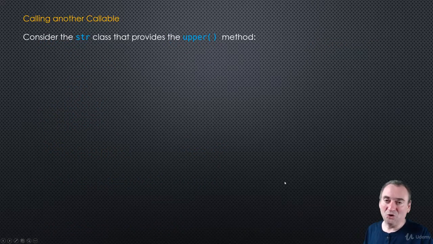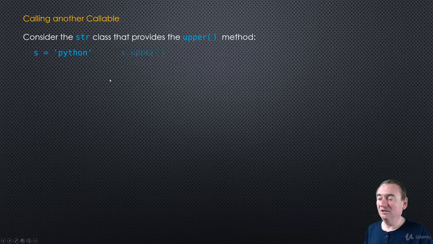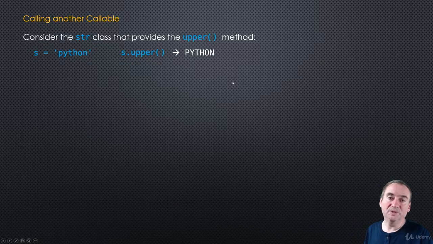Now, we can also call another callable. Let's see what I mean by that. So consider the string class. Now, the string class provides a method called upper. That's an attribute as well. So if s is Python, we can say s.upper, and that will return the upper string variant of Python. So in this case, this capitalized Python essentially.